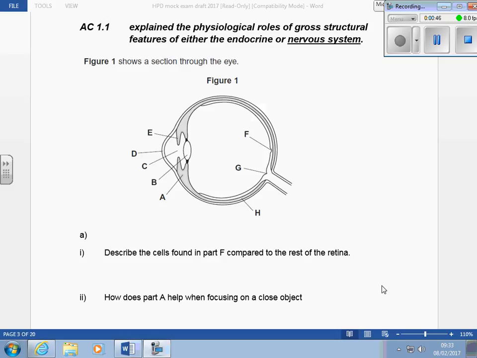Okay, first of the questions then is about the gross structural features of the nervous system, so it's explaining the roles of features, and so it's about relating structure to function.